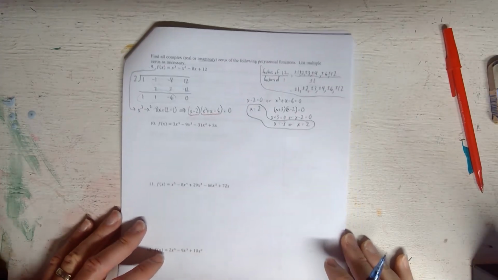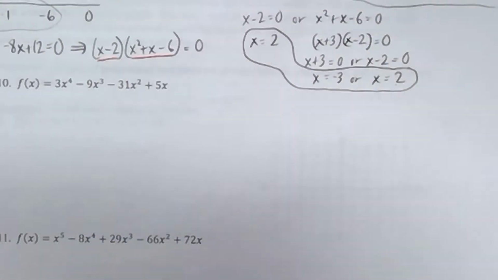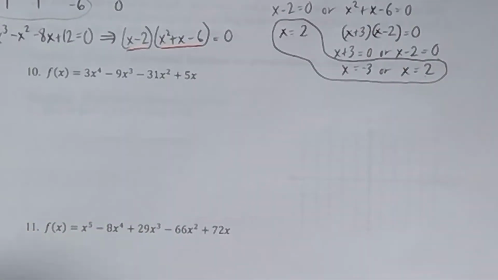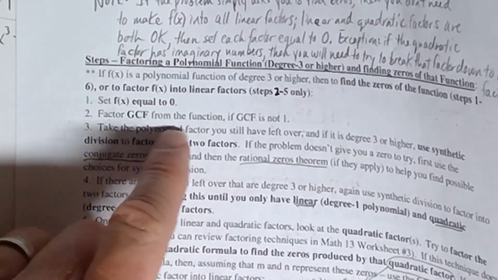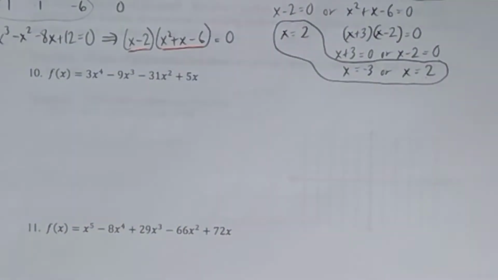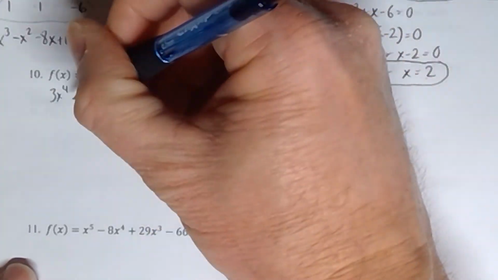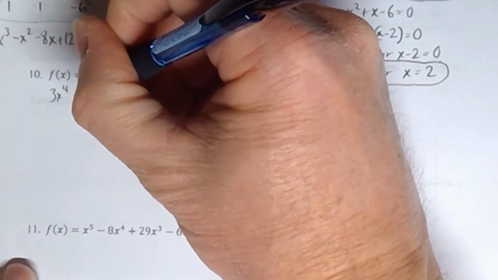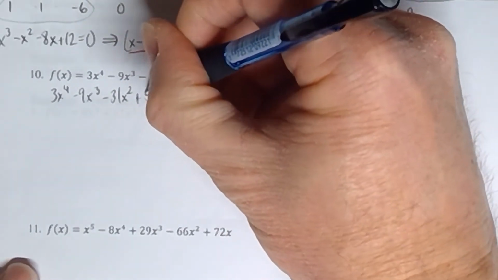Okay, so here in number 10, again, we follow our normal process when we need to find the zeros. We set the thing equal to 0. We find the GCF. Oh, wait, hold on just a second here. The GCF is actually going to be not equal to 1 this time. You've got to factor that out right here.